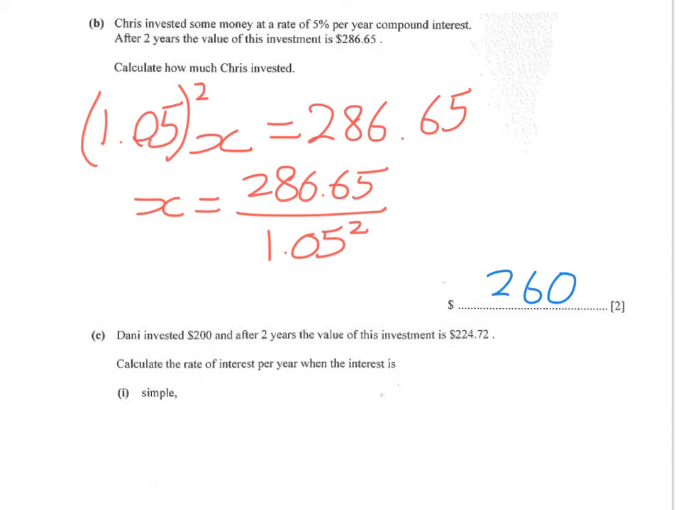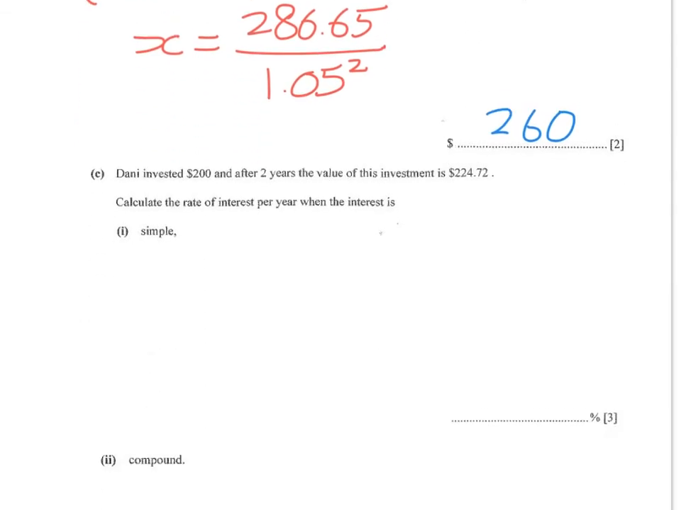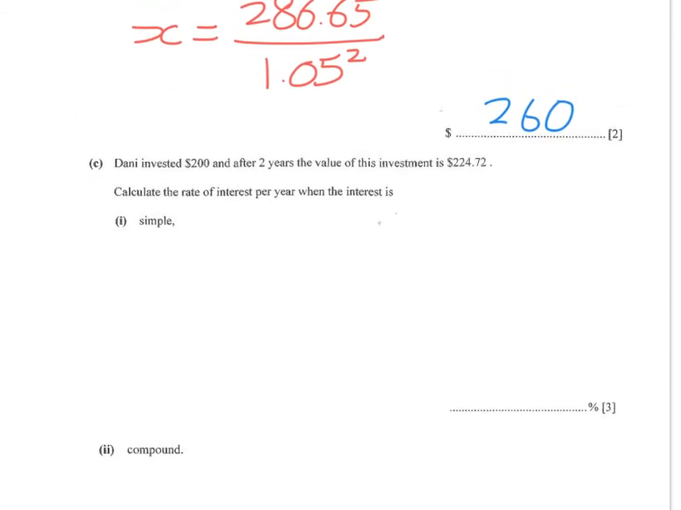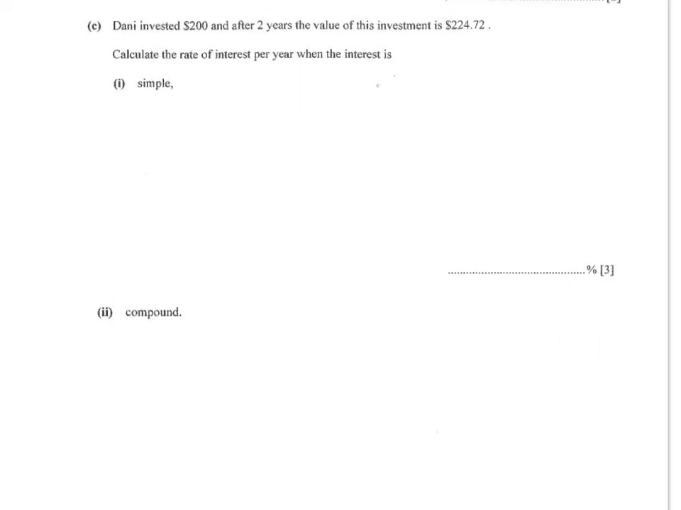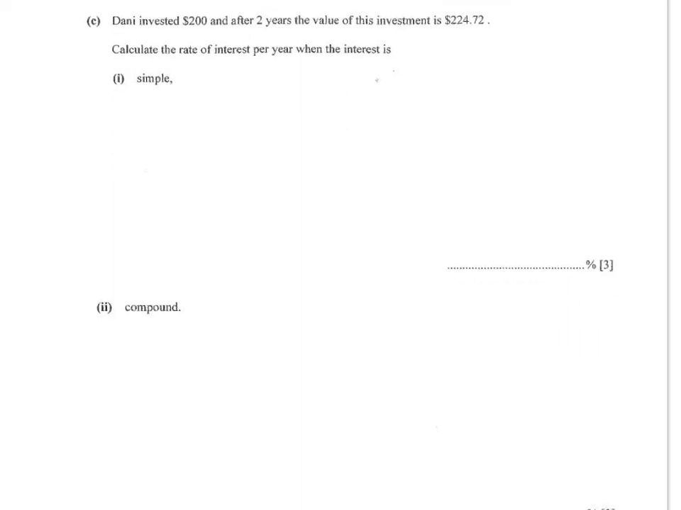Now, Dan invested $200, and it tells us the value of investment is $224.72. So I'm going to set up an equation as before. This time, what's unknown is the rate of interest. So it's the same sort of as it is in the last question, but we've got to think about it 2 different ways. Either it was invested at simple interest. Now, simple interest means he just gets the same amount of money every year from his investments. Compound interest, on the other hand, means that the amount of interest he's getting is increasing because the amount of money he's got is increasing each year.